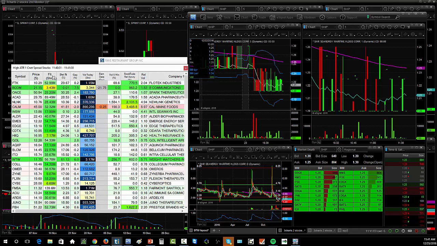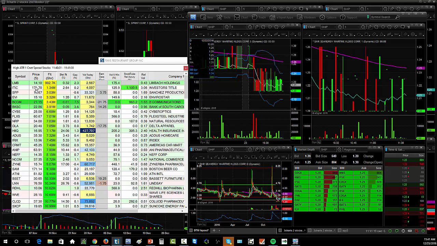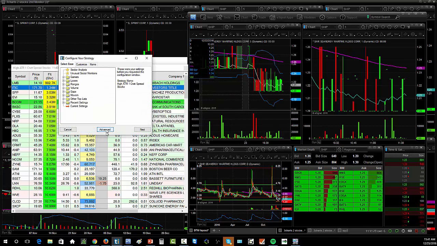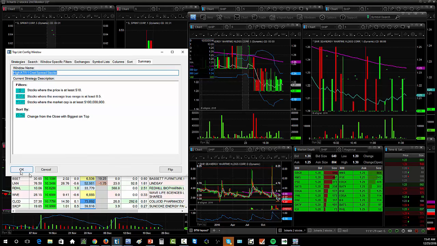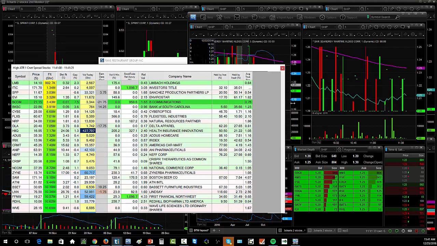And then here you can start sorting based on the float if you wanted to, or if it's based on market cap, you'll still have some low float stocks, or you could sort by average true range. You have to go in here to configure advanced and add the column. So let's add the column for ATR, move that over there, say okay, okay. And now if I stretch this out here, we'll see ATR.